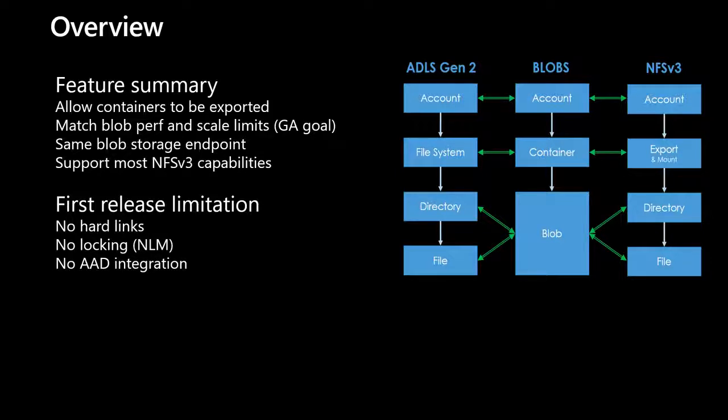The security that we're expecting to go out initially is with a private VNet, because there won't be an auth story for NFS v3 in the first version that we have. So you will have to set up a private VNet, and all access will be within that VNet.